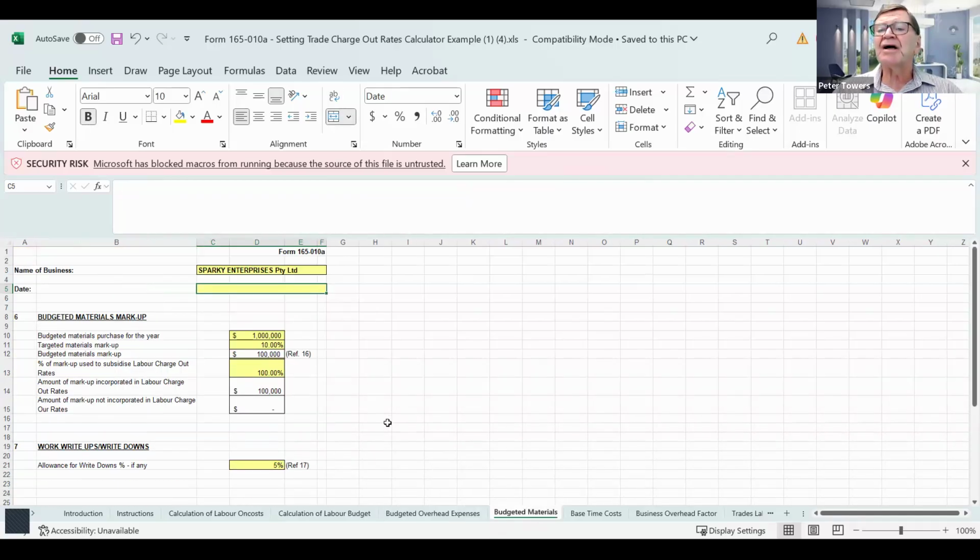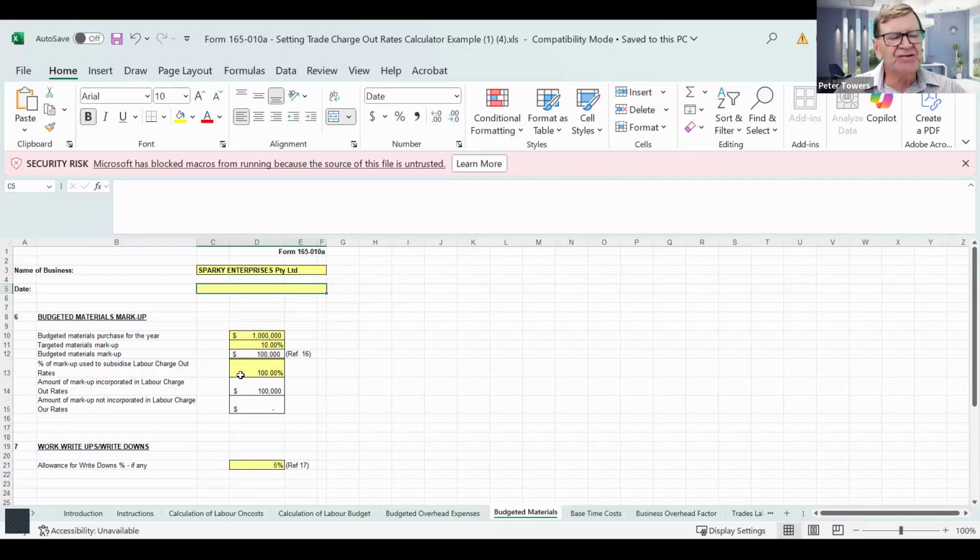The next one we want to look at is the budgeted materials. These are the external purchases that your client is making for all sorts of things to do with the project. What markup are they going to apply to them? Now, in this case, we've said they're going to purchase $1 million worth of products for on sale to their clients. We're going to mark them up by 10%. So there's a projected profit there of $100,000.